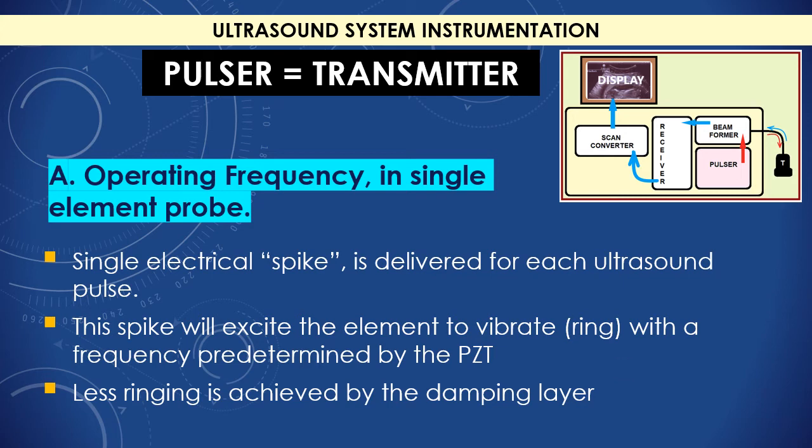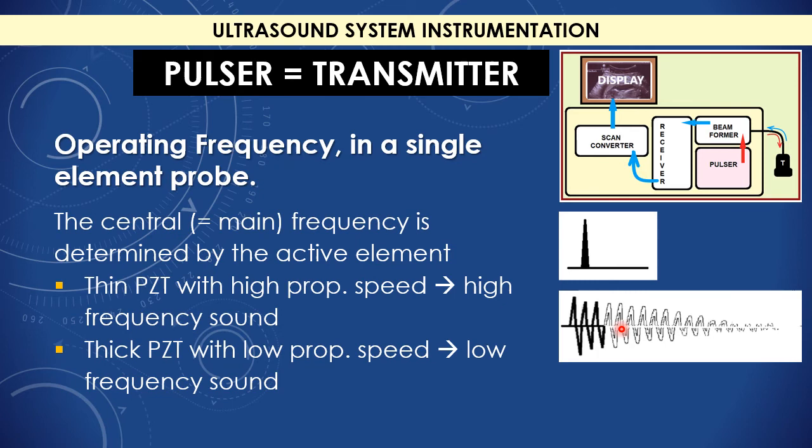The damping layer will limit the ringing of the active element. And we have it here. For example, here's the center or main frequency determined by the active element. With a thin PZT with a high propagation speed, I will get high frequency, high pitch sound. If I'm having a thick PZT with a lower propagation speed, I will get lower frequency.